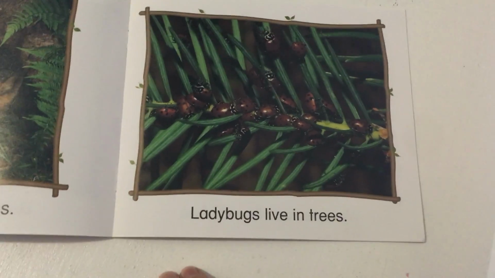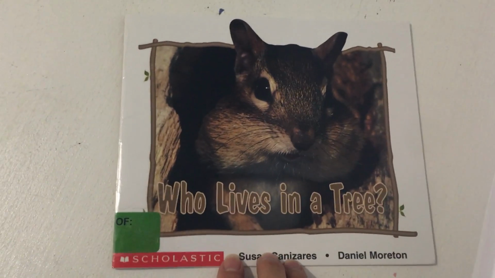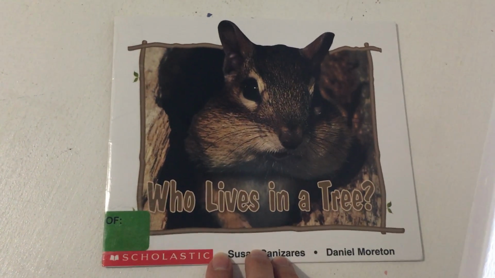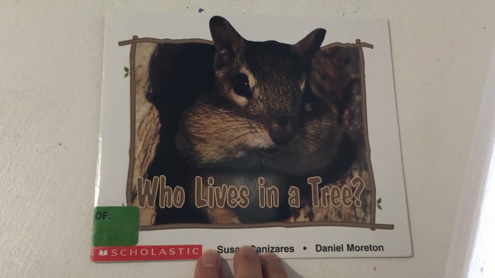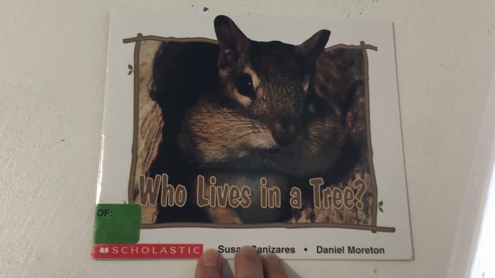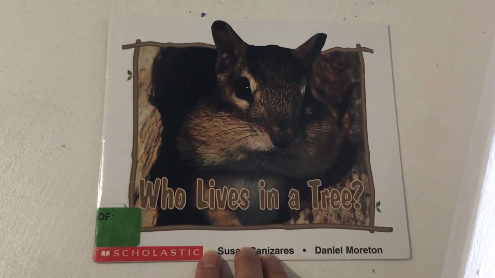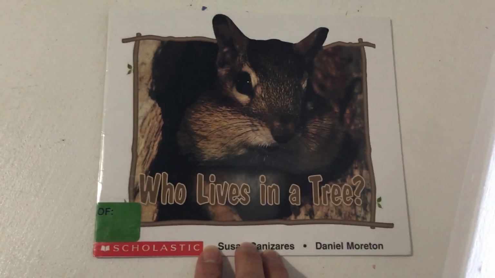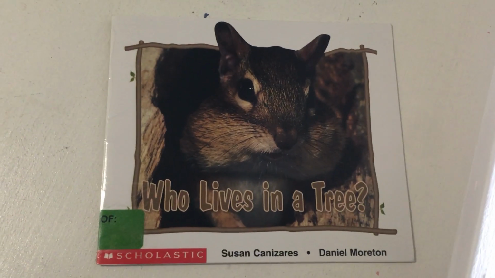Why do you think a tree is a good place for animals to live? Maybe a tree is a good place for an animal to live because animals can be safe way up high. Okay, and if they're on the ground, they could become food for other larger animals like bears, right?